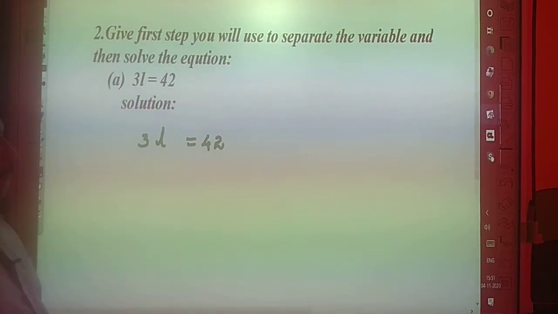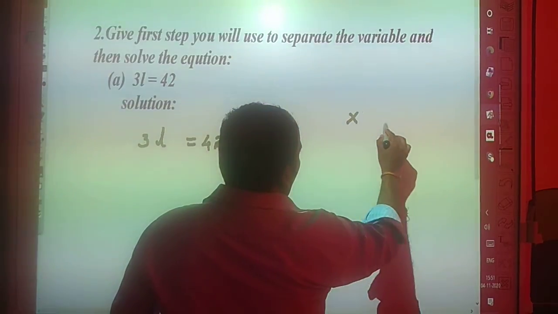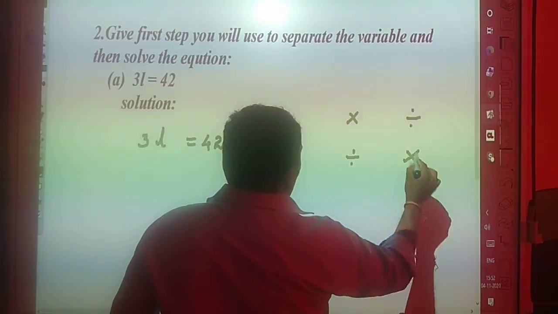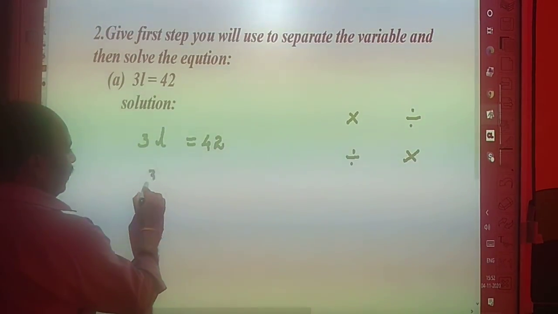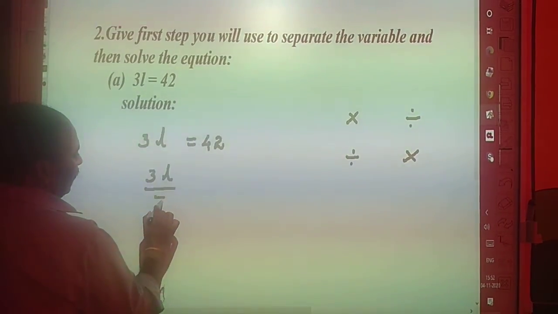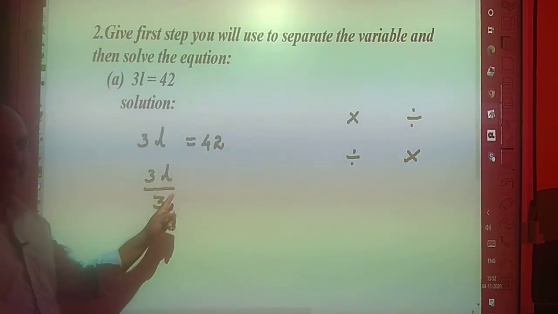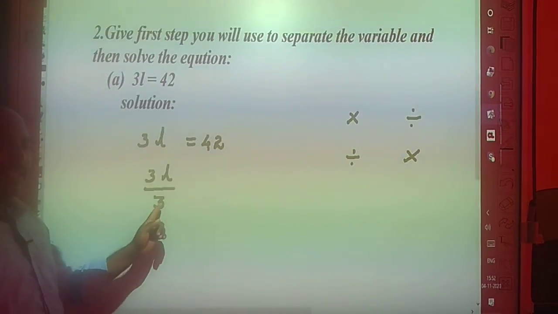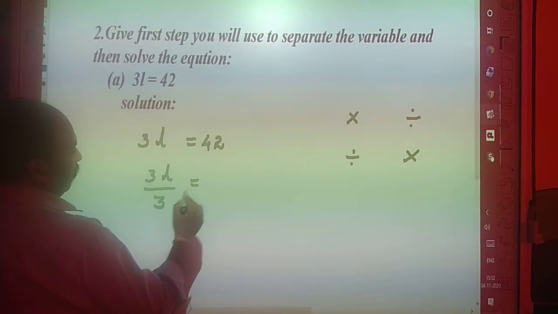3 multiplied by L. So when we have multiply, we take divide. Divide means multiply. So 3 into L divided by 3. We have 3 into L, so we divide by 3 on both sides.